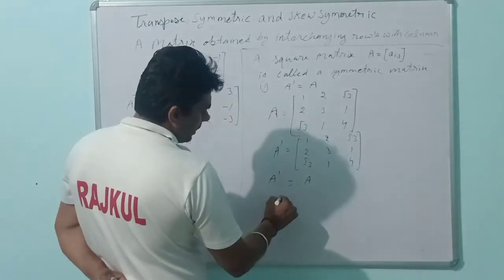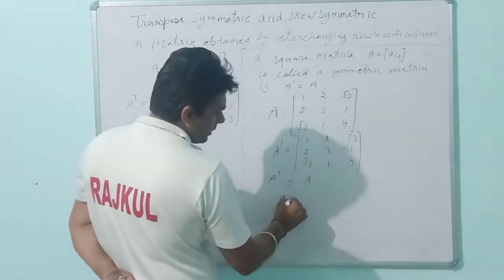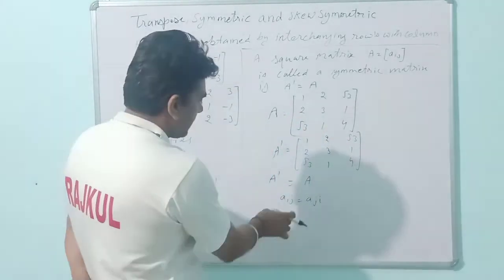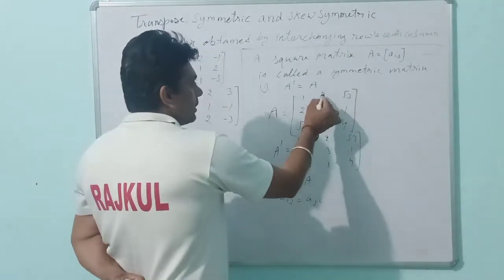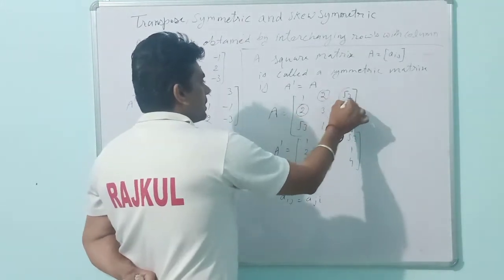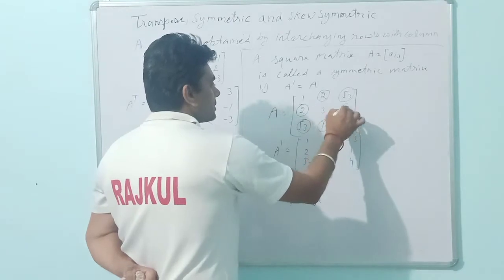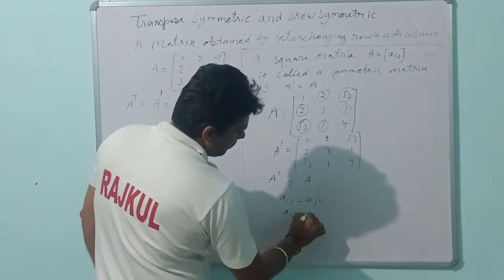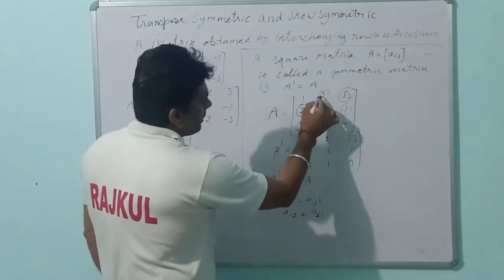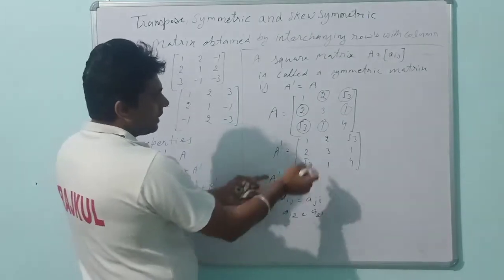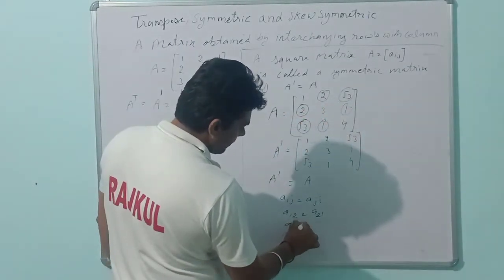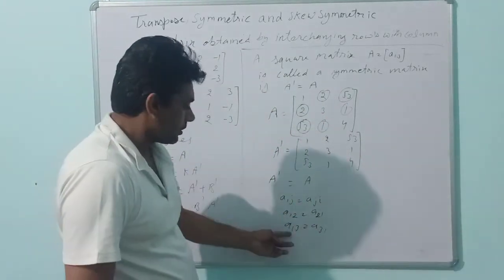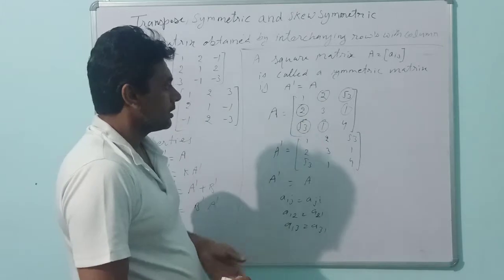We also conclude from here Aij is equal to Aji. Mean this and this, this and this, this and this. These elements are equal: A12, A21, this and this. Again A13, A31, this and this.